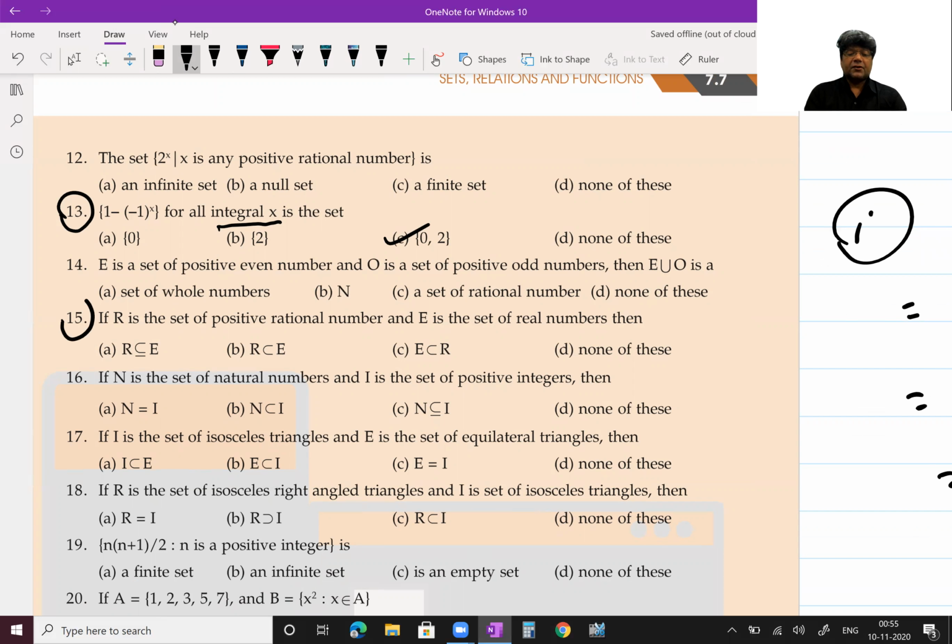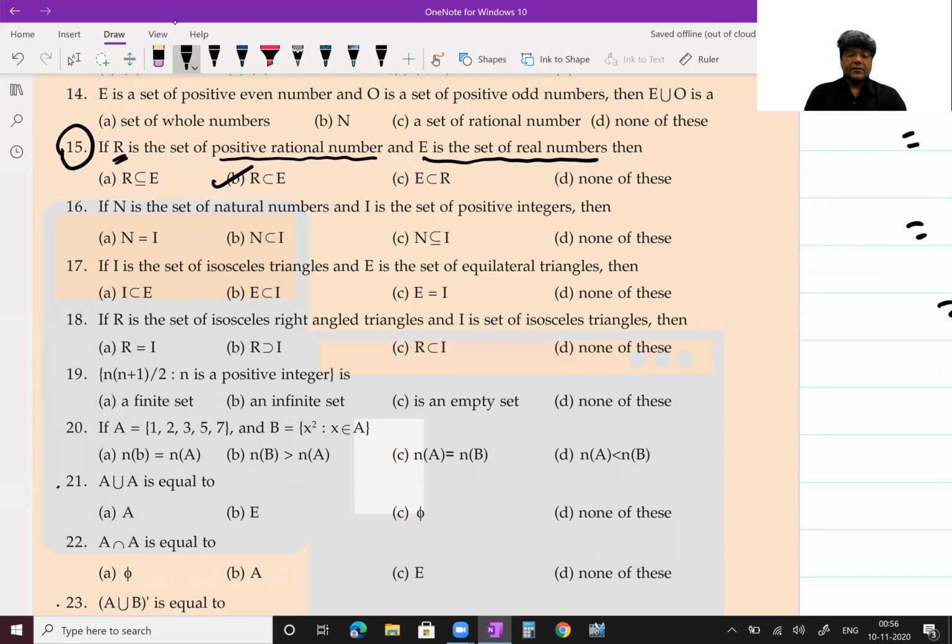Now, guys, see question number 15. R is the set of positive rational number. And E is the set of what? Real numbers. Guys, real numbers means what it will include? It will include rational also, it will include irrational numbers also, it will include positive rational number also, it will include negative rational. That E will include all those. That means obviously this R is included in E. That means R is contained in E. So R will be a subset of E. So which option? B option.